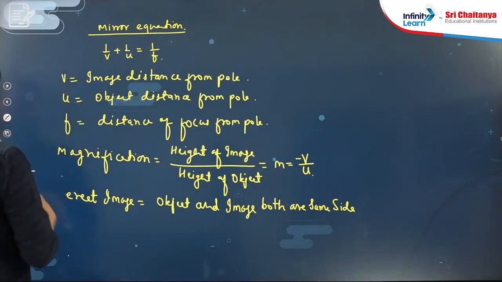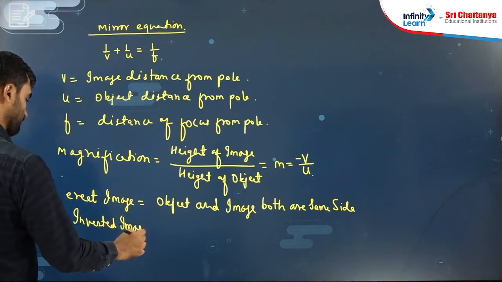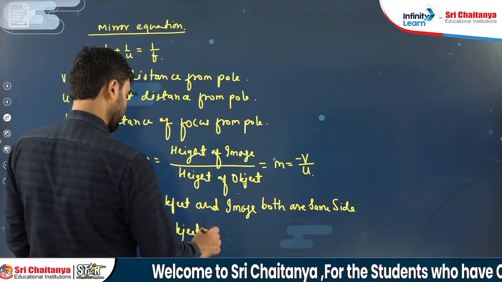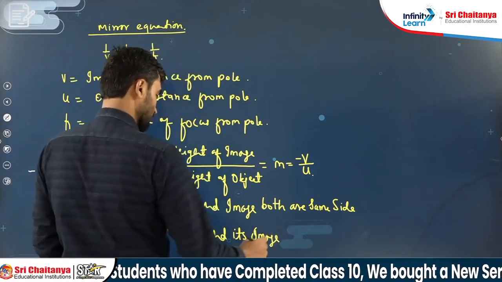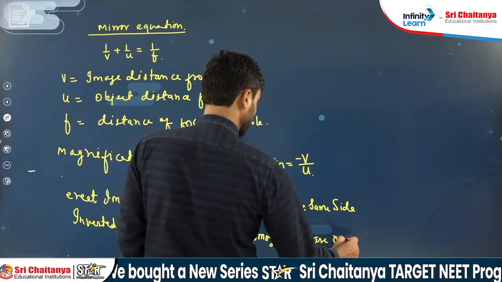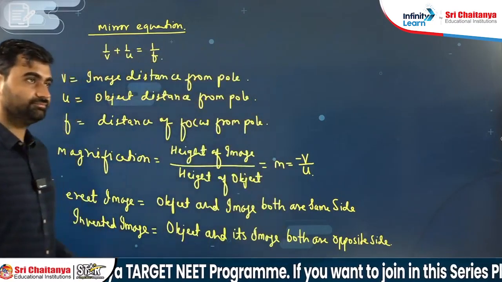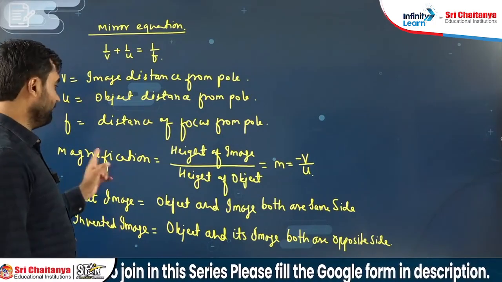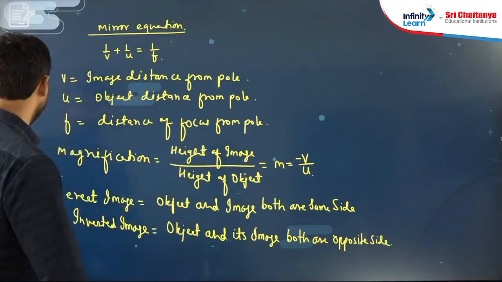Inverted image means object and its image both are on opposite sides. Okay, so we understood about erect image, inverted image, magnification formula and mirror formula. Now we will use all these in questions.